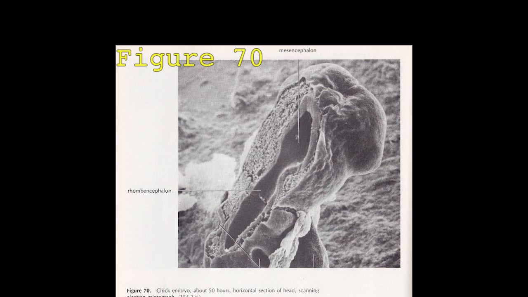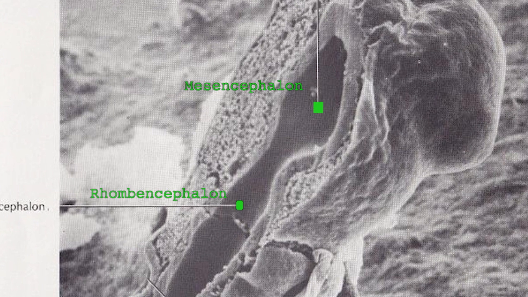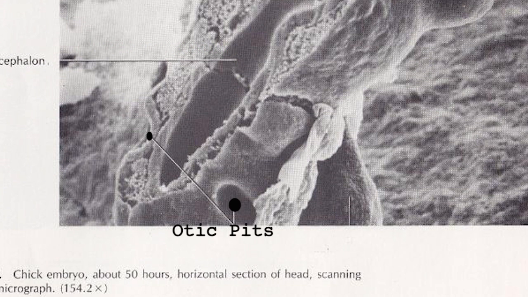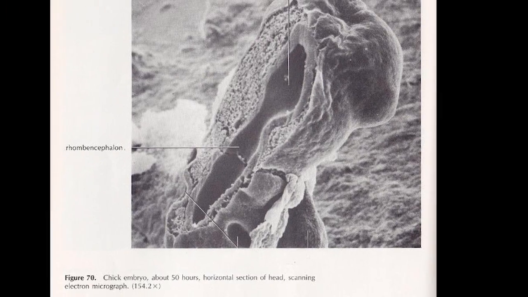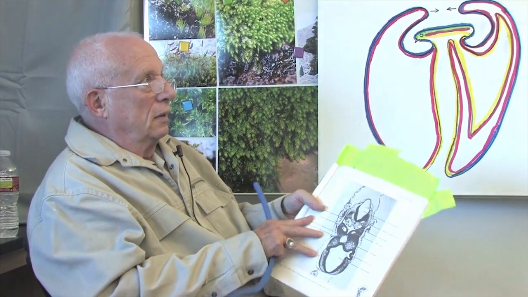Figure number 70, you see a nice scanning electron micrograph, and this was done here at Northridge, that shows some of the brain. And you can see the mesencephalon nicely and the rhombencephalon. You can see the otic pits, which are responsible for hearing. And you can see the ventricle of the heart in this figure. These scanning electron micrographs give some depth and help in understanding what's going on.